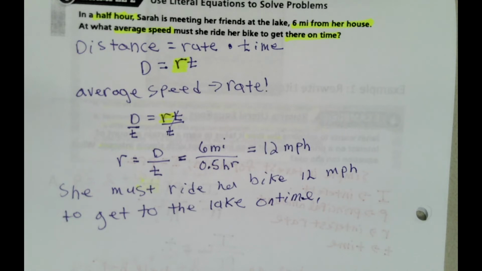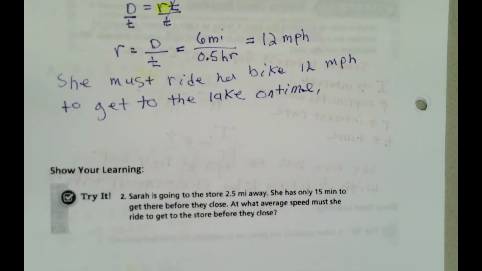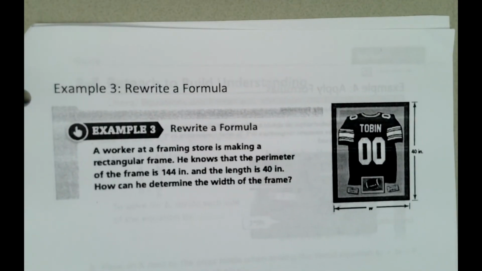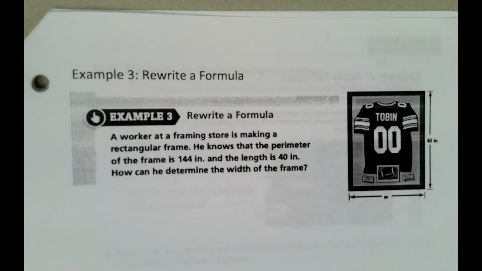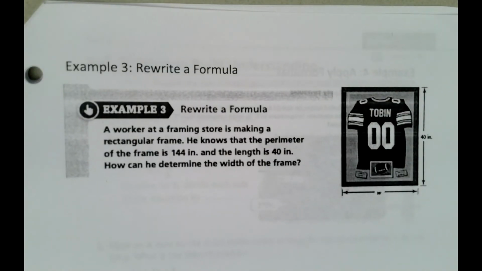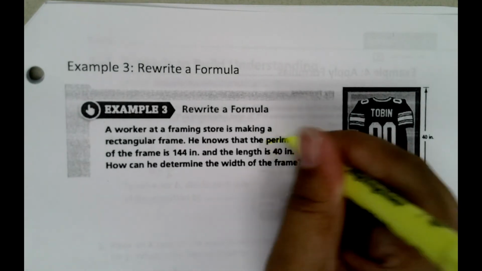Example 3 is a favorite of mine. A worker at a framing store is making a rectangular frame. He knows what the perimeter is. So he knows his perimeter is 144 inches. He knows his length is 40 inches, but he has to determine the width of the frame. So we've got to use that handy dandy formula we started with. We know that the perimeter of a rectangle is P equals 2L plus 2W.